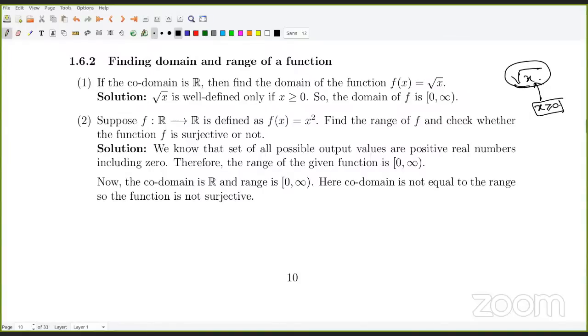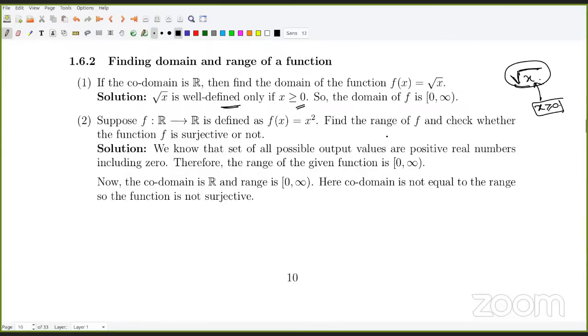So in order to find the domain, you have to check for all x such that your function f of x is well defined. Well defined means excluding the not defined cases. Now if I have to exclude the not defined cases in square root of x, I need to take only zero and positive real numbers. So square root of x is well defined only if x is greater than or equal to 0.